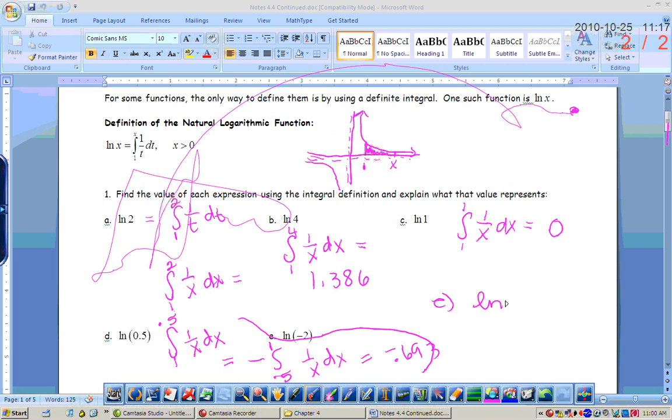All right, part E is the natural log of -2. Good. That does not exist because by the definition of this, x has to be greater than 0. It'll just give you an error, I think. Try it. The reason that natural log of -2 is undefined is because if you actually graph ln x, the natural log of x is only defined for x greater than 0.